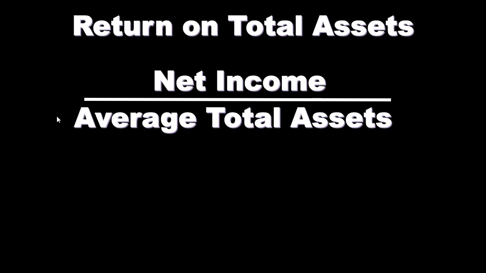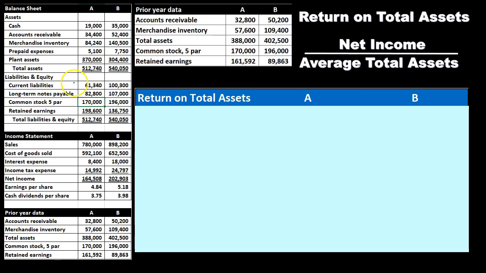How well are we, in essence, using our assets in order to generate revenue? What's the return on those assets? Let's take a look at an example. Here's our data. We have the balance sheet. We got the income statement. We got the prior year data. We're going to have to break this out.